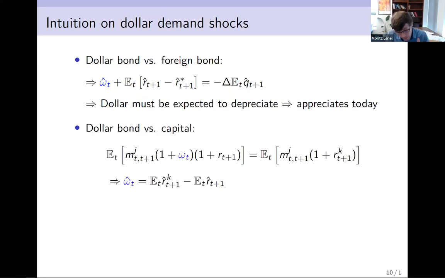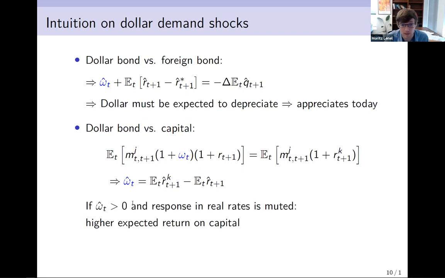Then we can look at a similar portfolio choice condition between the dollar bond and capital. And again, the dollar demand shock enters here on the left-hand side and means that now the investors will require a higher expected return on capital relative to the return on bonds. So dollar demand depresses the returns of the dollar bond relative to capital.